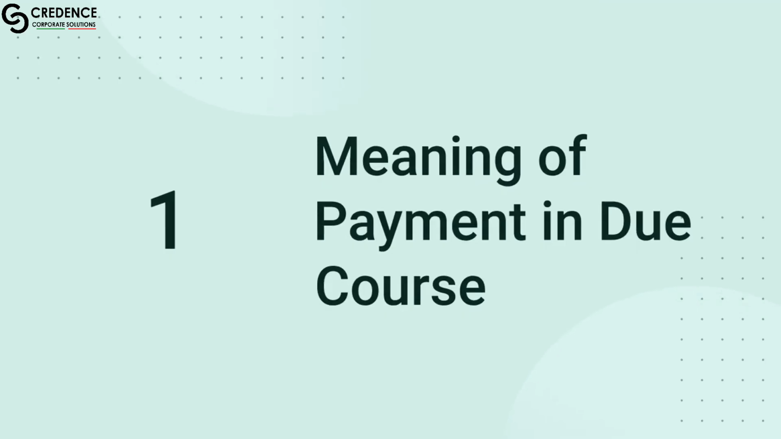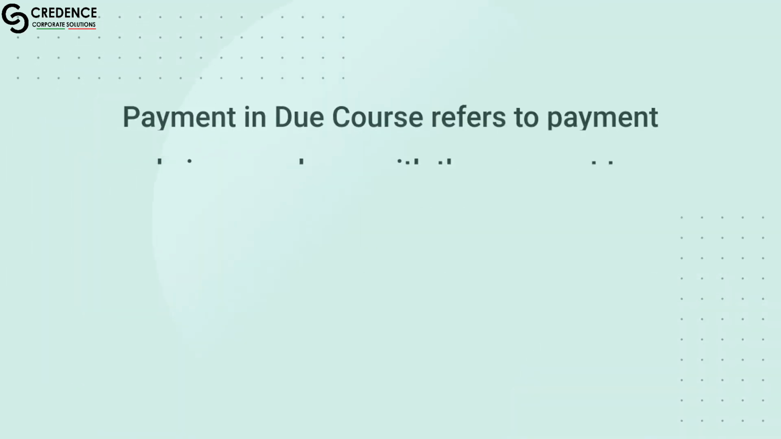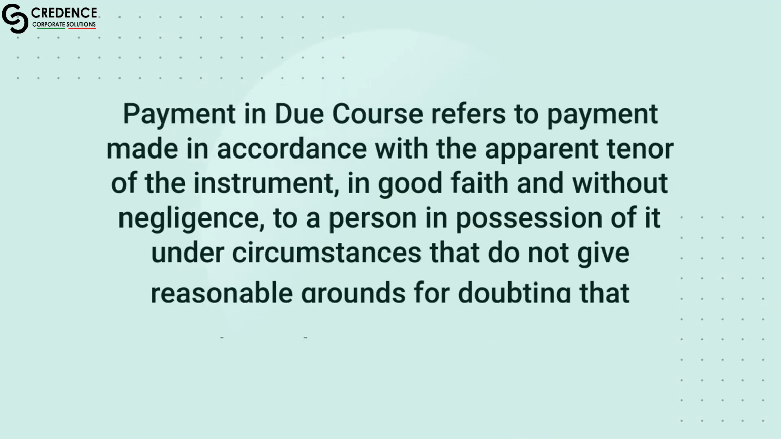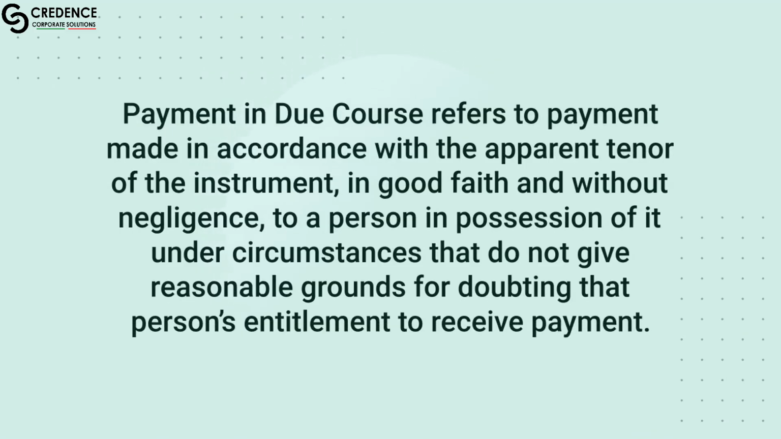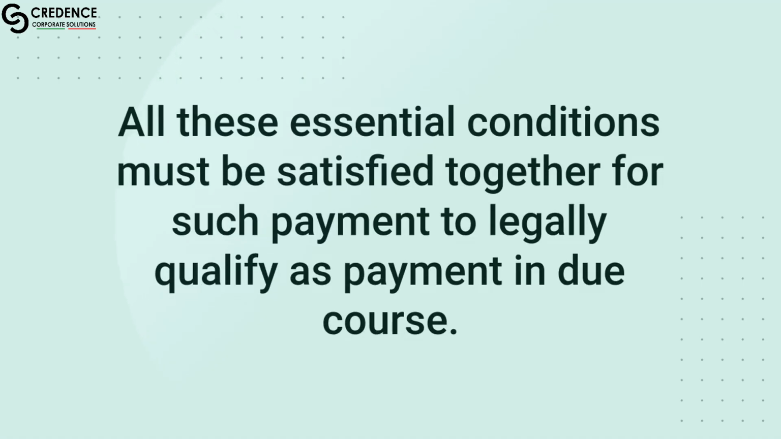1. Meaning of payment in due course. Payment in due course refers to payment made in accordance with the apparent tenor of the instrument, in good faith and without negligence, to a person in possession of it under circumstances that do not give reasonable grounds for doubting that person's entitlement to receive payment. All these essential conditions must be satisfied together for such payment to legally qualify as payment in due course.